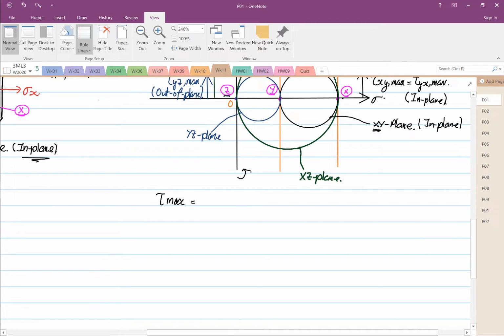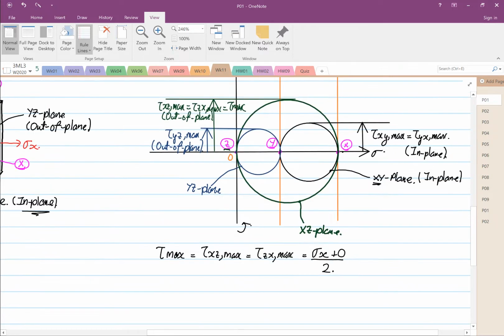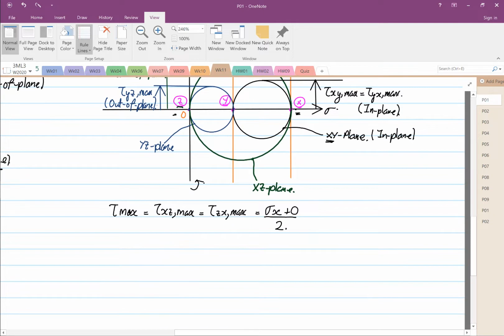So in this context, we can write down that tau max will be equal to the shear XZ max and is equal to shear ZX max, right? And this corresponds to stress X plus 0 divided by 2, okay, because over here this is a stress X, stress Z is 0, and divided by 2, and you realize that this is your what? Out of plane.